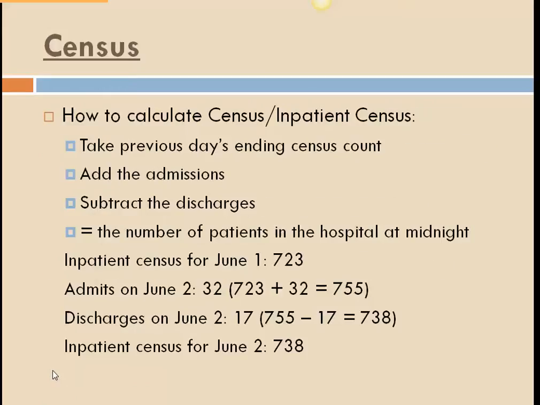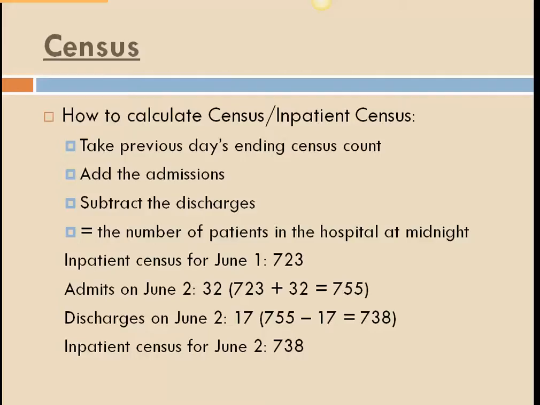Okay, so how do we calculate it? What's the formula for the census? You're going to take the previous day's ending census count. So if I'm taking the census for today, then I want to see how many patients I had at the end of the day yesterday. Then I'll add in the admissions, subtract the discharges, and that should tell me the number of patients in the hospital or in the facility at my census time tonight, if that's midnight. I'm going to be saying midnight, and just know that that's not set in stone, but since that's the typical time, that's the time that I'm going to refer to.